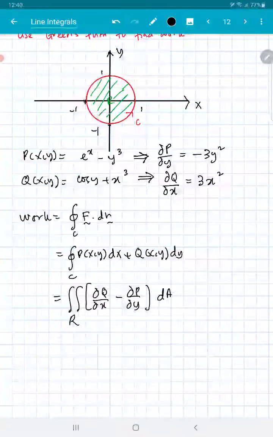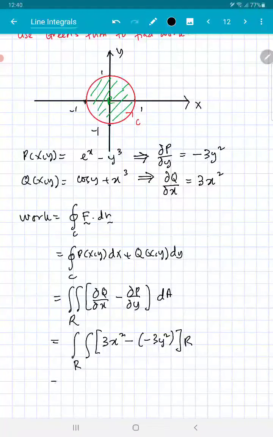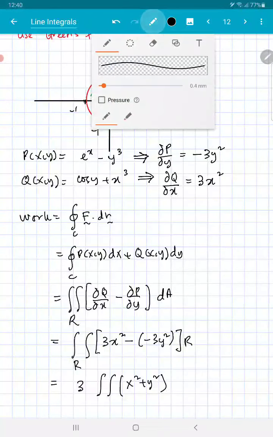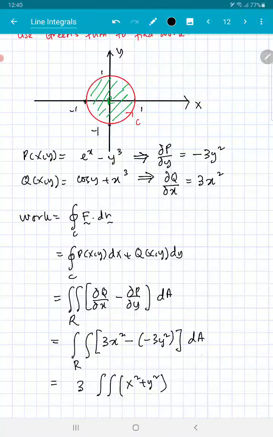Okay, now we're going to put the integrand together here. So we have partial Q partial x, which is this, minus partial P partial y, which is negative 3y squared, and we're going to integrate that over region R. So here we can factor 3 out, and we have x squared plus y squared, and that should be dA over region R. Alright, so now when you look at our region, it's a circle.